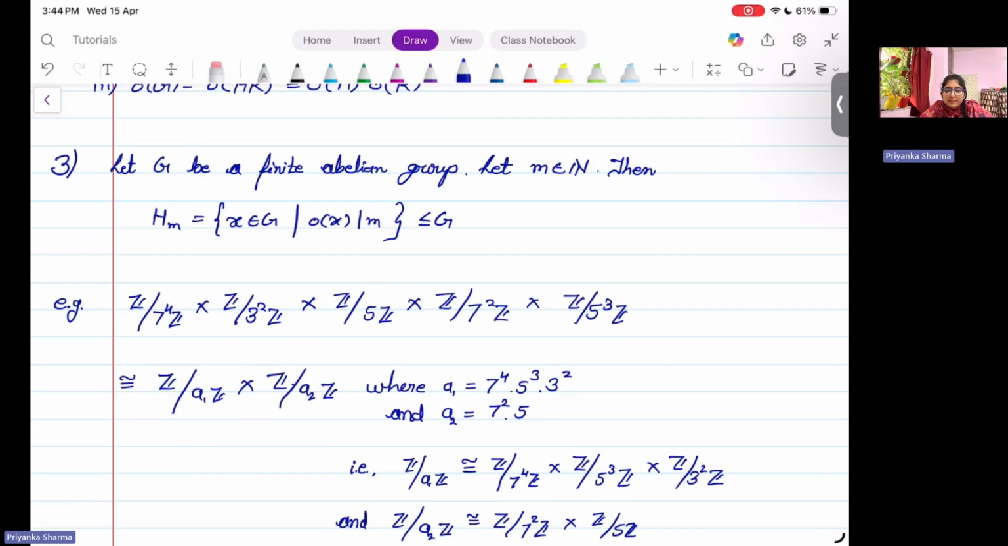The third result is, let G be a finite abelian group and M belongs to N, that is, M is a given natural number. Then HM, which is the set of X belonging to G such that the order of X divides M, is a subgroup of G. That is, for a finite abelian group and a given natural number M, if we collect all those elements of G whose order divides the given fixed number M, then we will have a subgroup of G.